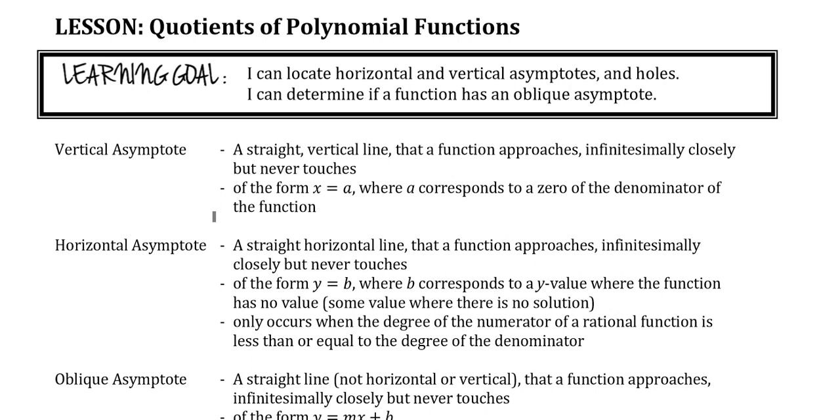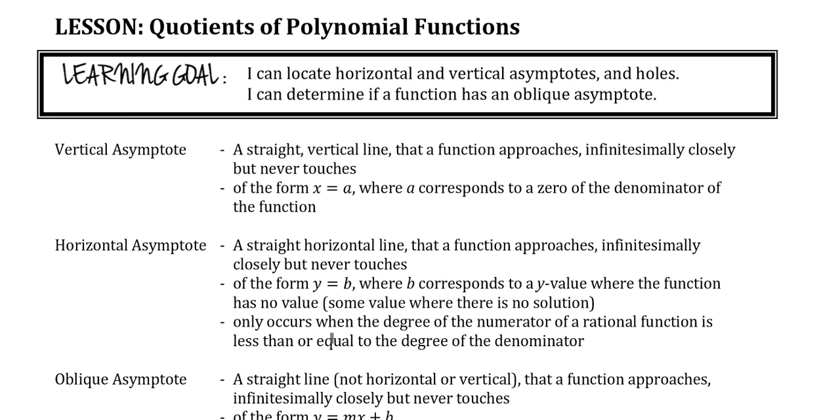Horizontal asymptotes. Okay, so again, you have seen these before, although we haven't talked about them as much. They're of the form y equals b, and b corresponds to a y value. We're going to look at this in a minute, where the function has no value. So somewhere where you plug in an x, but it doesn't give you a y value. The y value is not attainable. So let's say, for whatever reason, the function doesn't resolve ever to 5, right? So no matter what x you put in, you can never get the value of 5. That's where there's a horizontal asymptote. We'll see what that means in a moment.